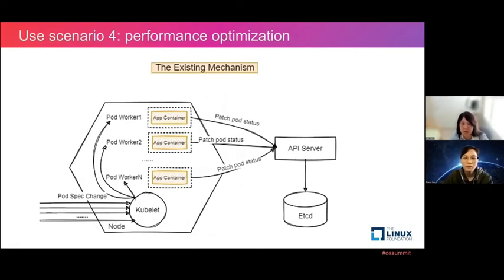And then each pod worker will send a pod status update to the API server. So totally there will be 10 pod status updates to the API server.